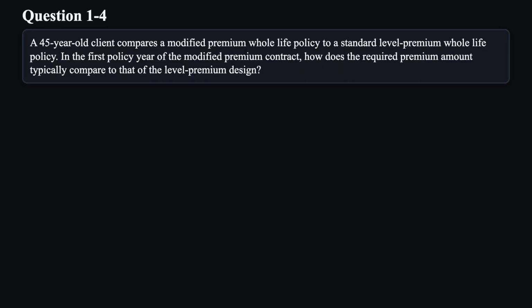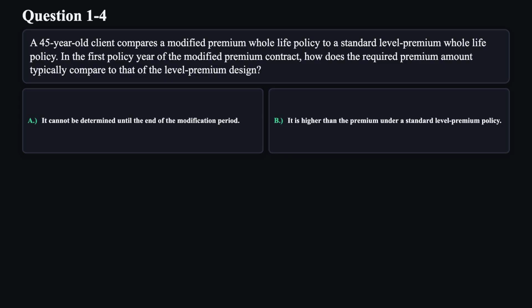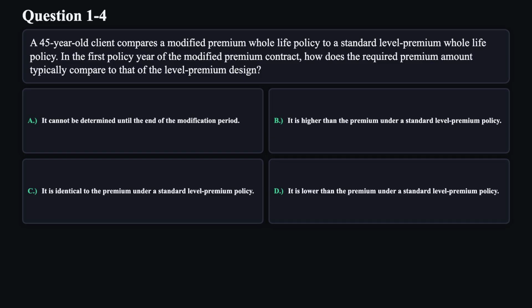Question 4. A 45-year-old client compares a modified premium whole life policy to a standard level premium whole life policy. In the first policy year of the modified premium contract, how does the required premium amount typically compare to that of the level premium design? A. It cannot be determined until the end of the modification period. B. It is higher than the premium under a standard level premium policy. C. It is identical to the premium under a standard level premium policy. D. It is lower than the premium under a standard level premium policy.